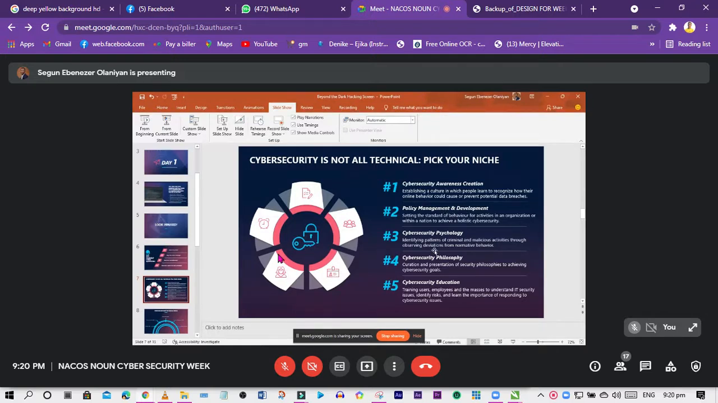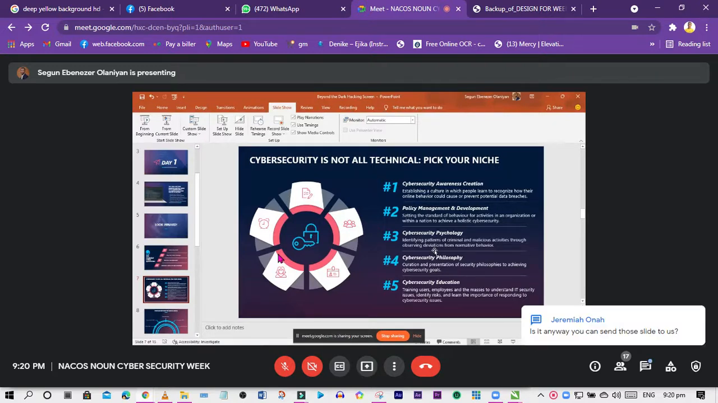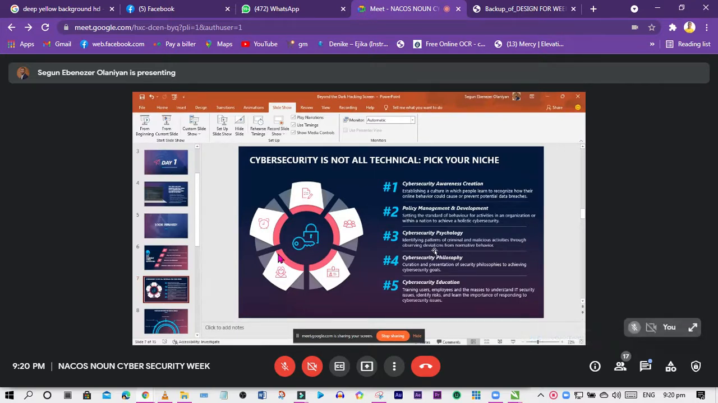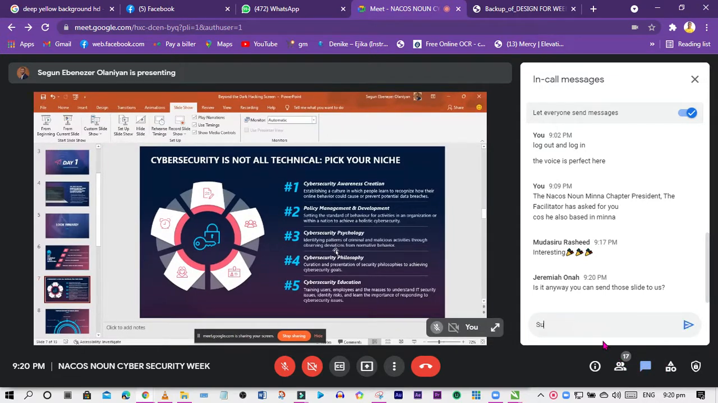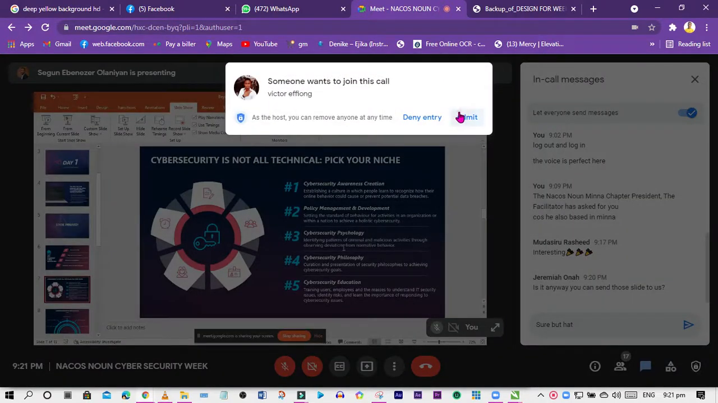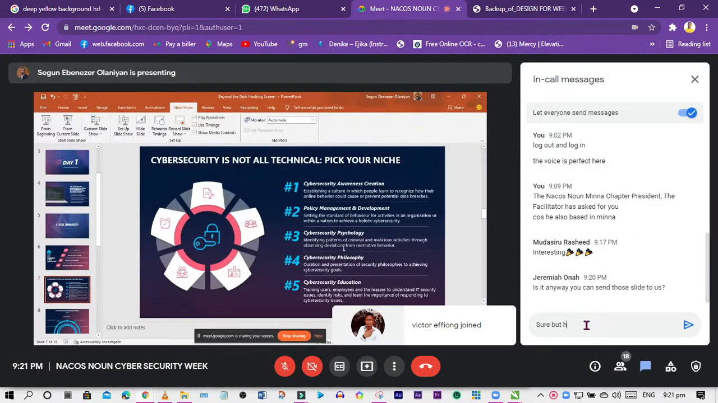Now, you see all these paths that you are seeing, all these security domains that you are seeing, they are non-technical. That is, you don't need to know how to hack a system before you can become a cybersecurity psychologist. You don't need to break into a system or know how to use hacking tools before you can become a cybersecurity philosopher.